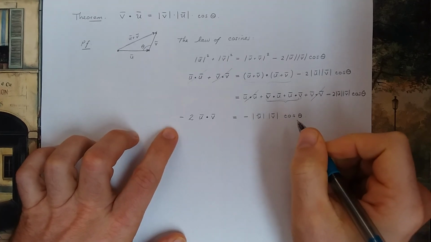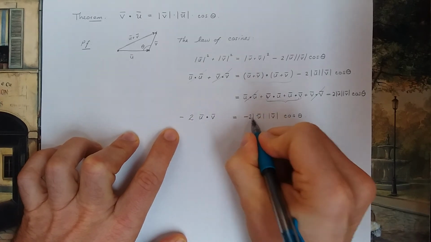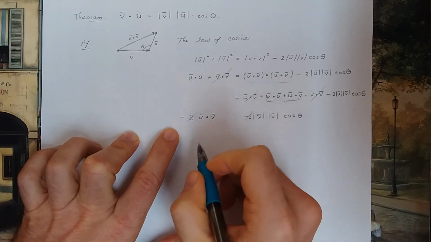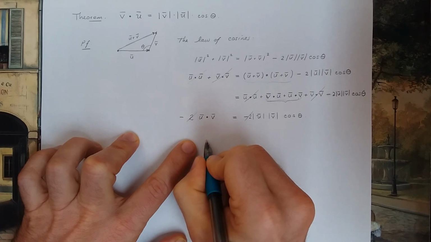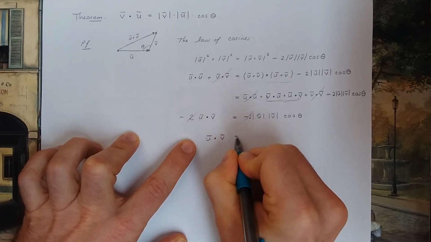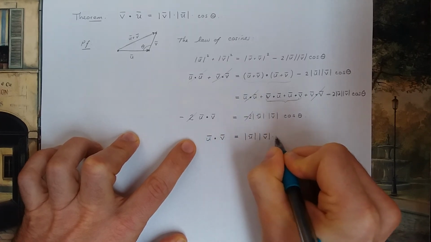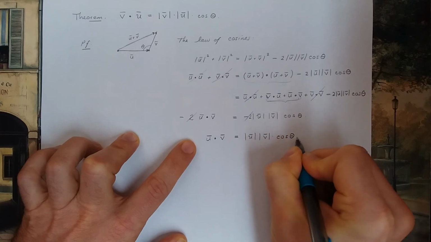Well, I'm pretty much there. Now you can just divide both sides by negative 2, and I'm done with the theorem. U dot v, that's the same as v dot u, is the length of u times the length of v times cosine the angle between the two vectors.